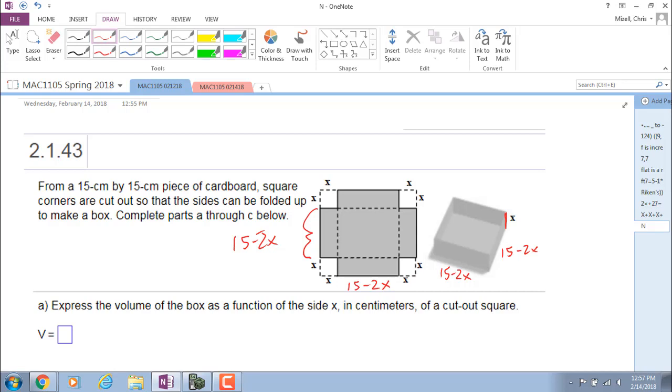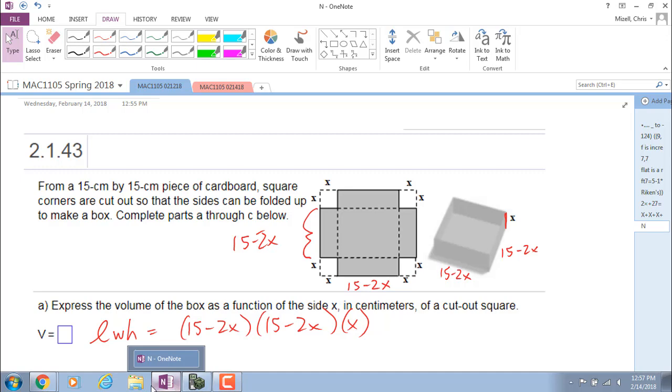Okay, so the x is in centimeters. The volume will be in cubic centimeters. It's going to go like this: length times width times the height. We don't want to input that, but we do want to input 15 minus 2x times 15 minus 2x times x. You think MyMathlab is going to be okay with that, or is it going to expect us to multiply all that out? What do you think? Let's find out.